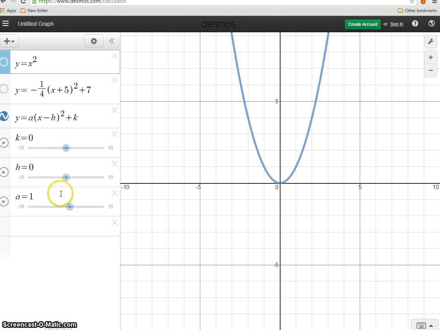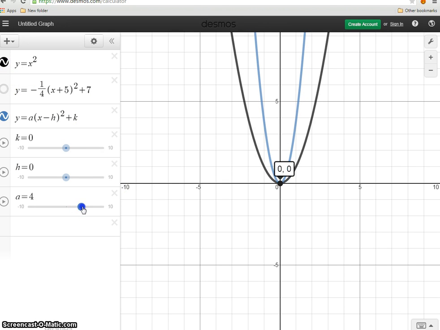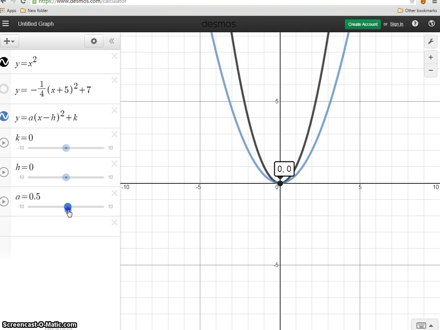Let's start with the a value first. That one seems to do the most. As I make my a value bigger, you'll see that my graph gets narrower and narrower compared to the original y equals x squared. As it gets smaller and smaller, it gets wider. And you'll see that once my a value gets less than 1, my parabola is actually wider than the original y equals x squared.